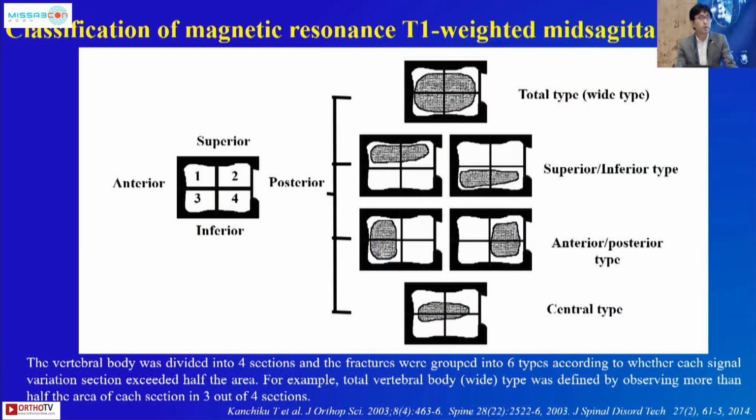This is the T1 classification. The vertebral body was divided into 4 sections, and the fractures were grouped into 6 types according to whether each signal variation section exceeded half of the area. So the total type means the whole vertebra was damaged.